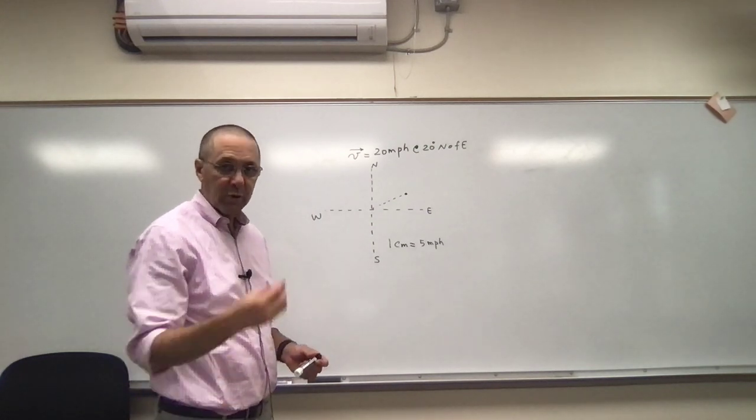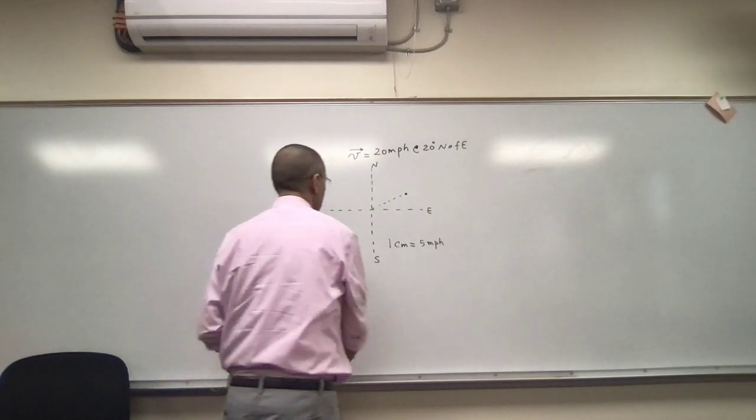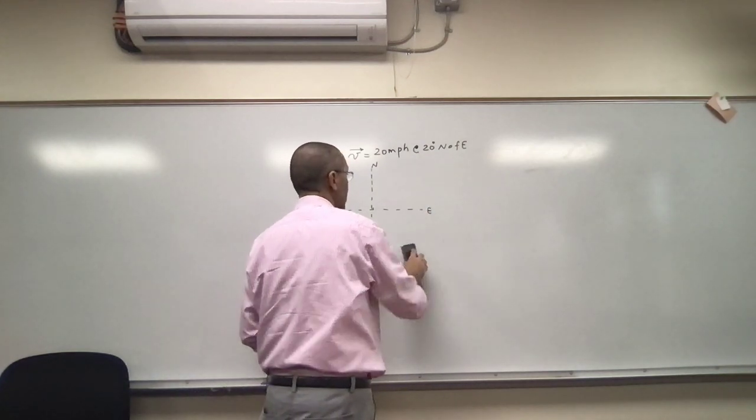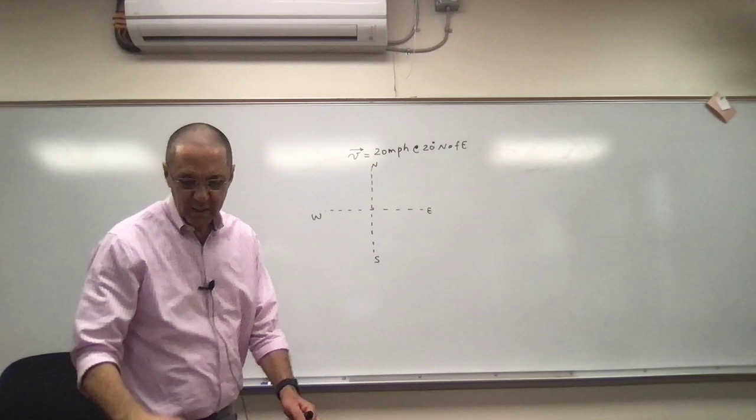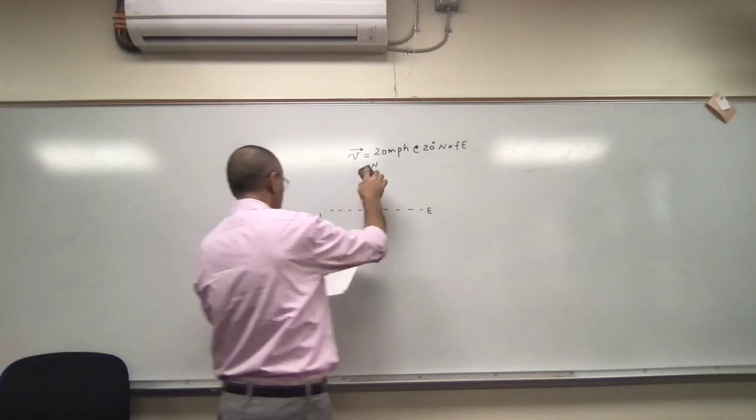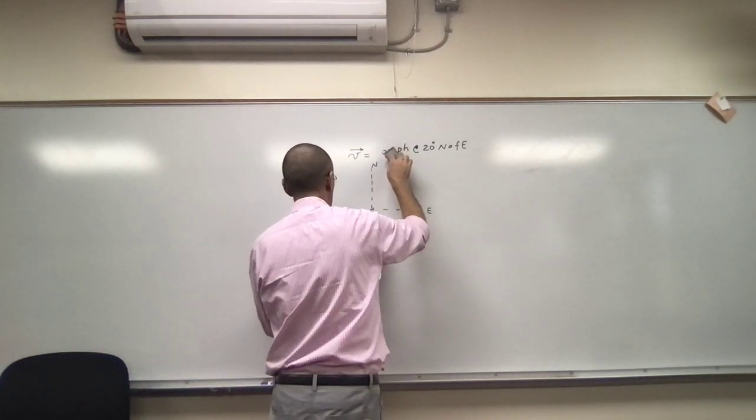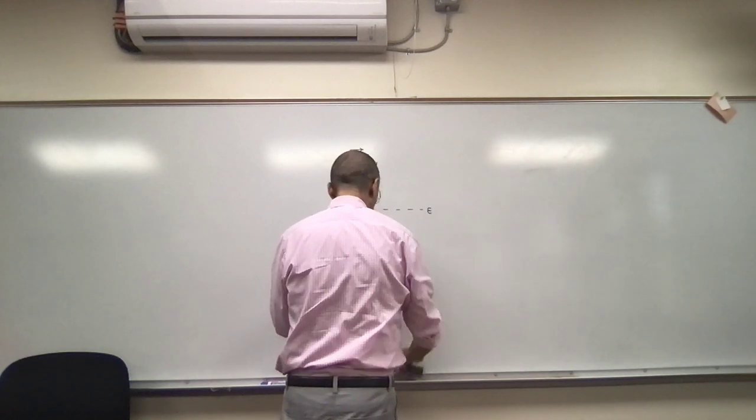So now I'm going to show you how we add vectors. I'm going to pick 2 vectors. So I have them here. Let me just start all over. I have 2 vectors.